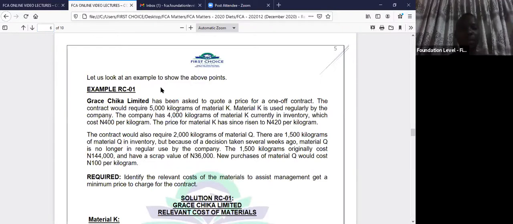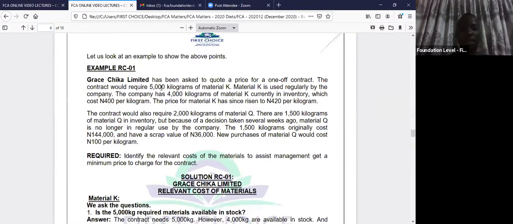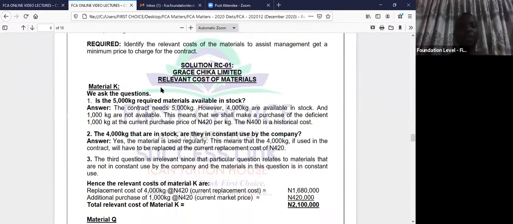Okay. Now look at the solution now. Look at material K. We'll ask the 3 questions. Before we ask that question, we require 5,000 kg of material K, right? We ask the question: is the 5,000 kg required material available in store? We can answer yes, we can answer no. In this particular instance, we will answer yes and no.